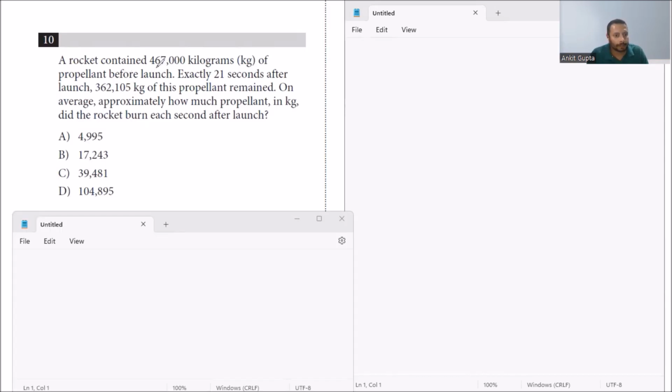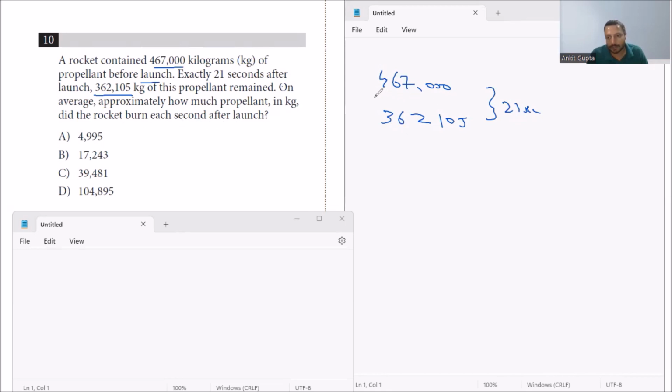A rocket contained 467,000 kgs of propellant before launch. Exactly 21 seconds after launch, 362,105 kg of this propellant remained, right? So this got reduced to 362,105. This has happened in 21 seconds.